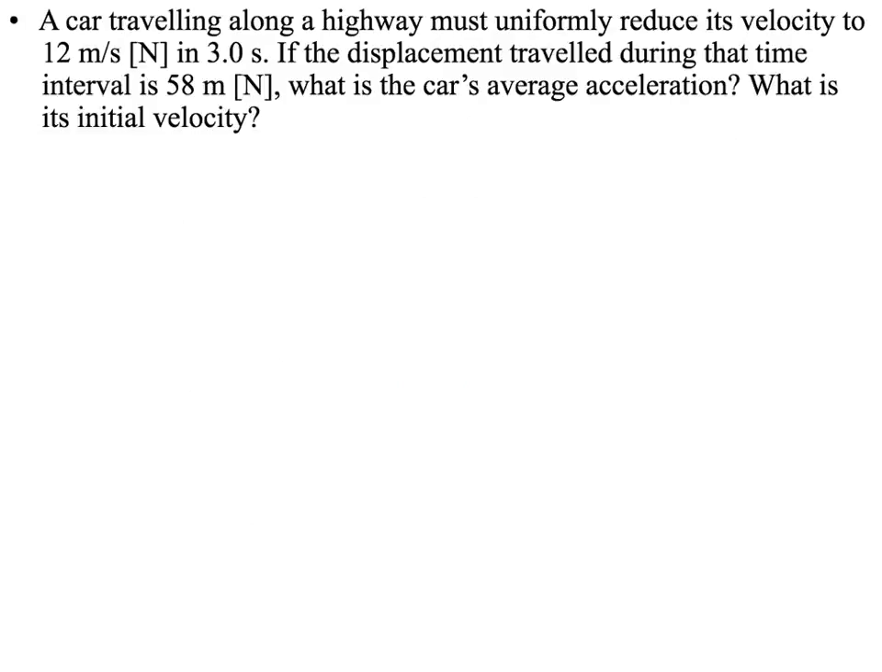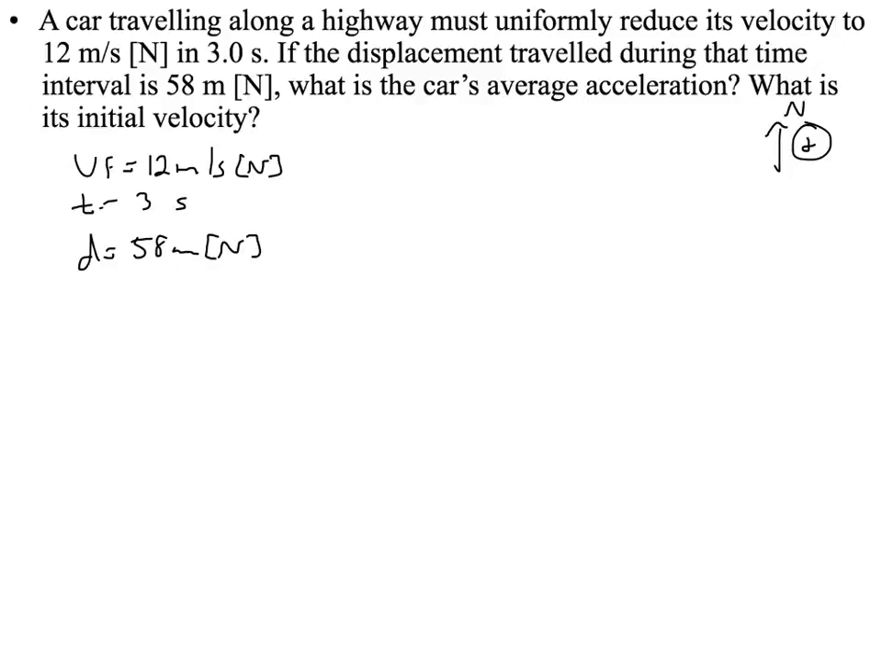A car traveling along a highway must uniformly reduce its velocity to 12 meters per second north in 3 seconds. So VF, that's the goal, is going to be 12 meters per second north. Time is 3 seconds. Let's assign north to be positive. If the displacement traveled, so D is 58 meters north during that time, what is the car's A, average acceleration, and B, initial velocity?